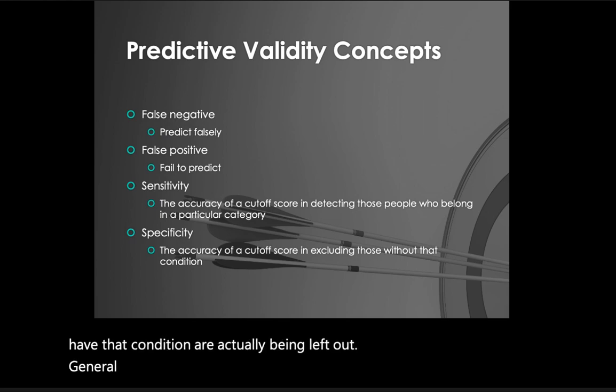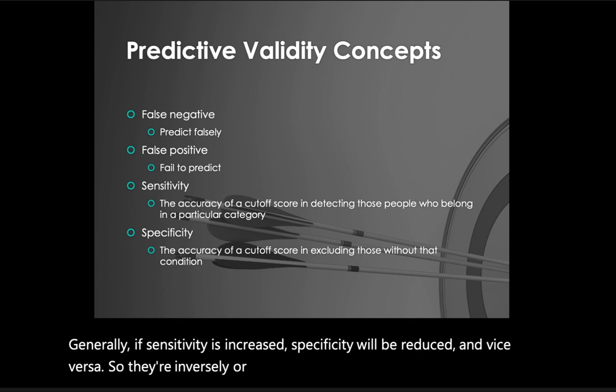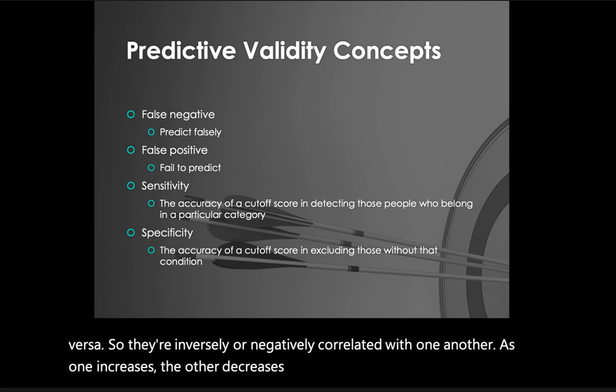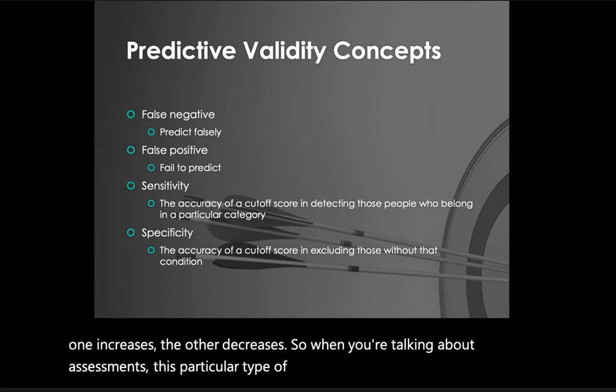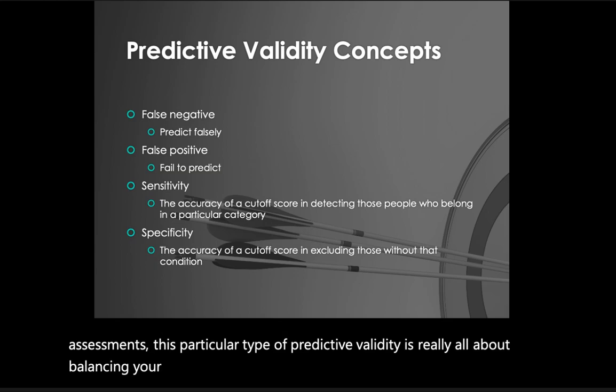Generally, if sensitivity is increased, specificity will be reduced, and vice versa. So they're inversely or negatively correlated with one another. As one increases, the other decreases. So when you're talking about assessments, this particular type of predictive validity is really all about balancing your specificity and your sensitivity.